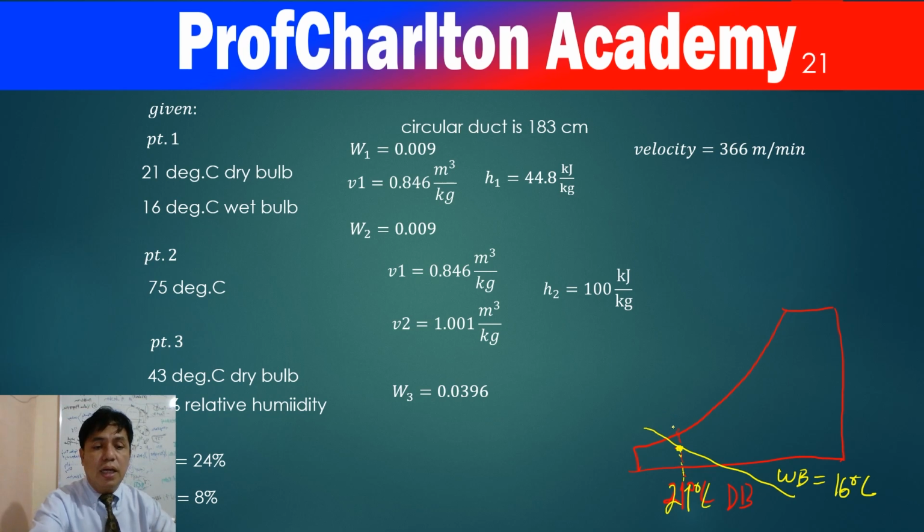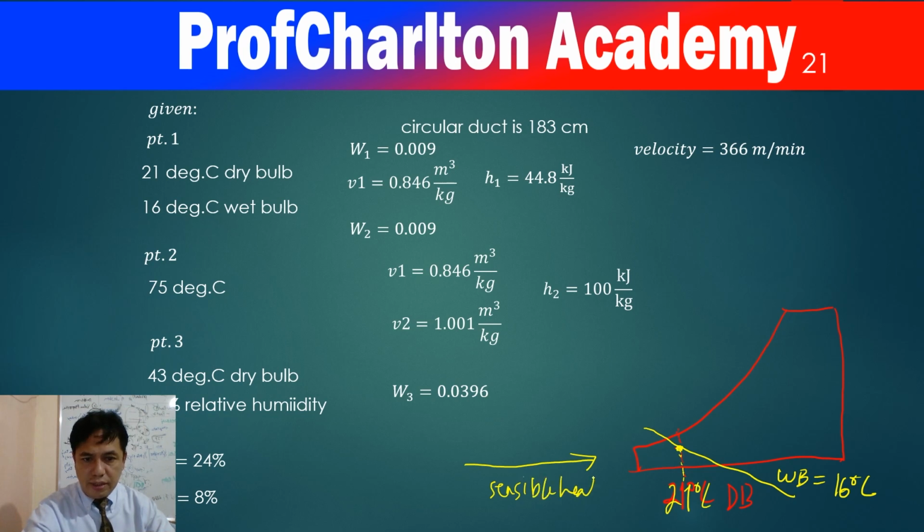So here 21 degrees centigrade, and the other is the heater, because in a psychrometric chart, the line going to the right is sensible heating, meaning there is an increase in temperature. If we increase the temperature because it passes through the heater coils, from 21 it becomes 75. So here it is just a straight line.